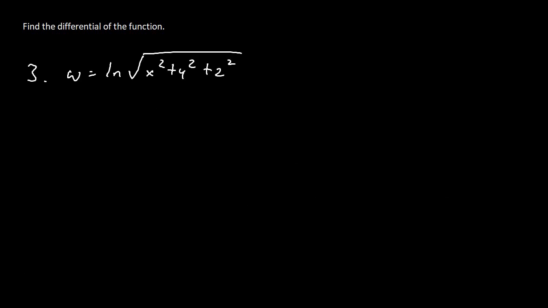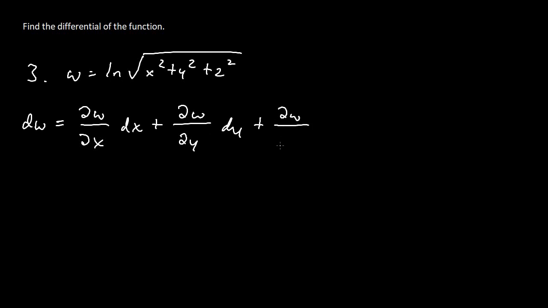So now for number 3, we have w equals natural log of the square root of x squared plus y squared plus z squared. Notice we have 3 input variables now, x, y, and z. So once again, dw, or the differential of w, is going to equal the partial derivative of w with respect to x times dx, plus the partial derivative of w with respect to y times dy, plus the partial derivative of w with respect to now z times dz.